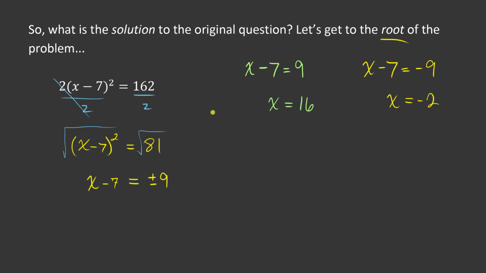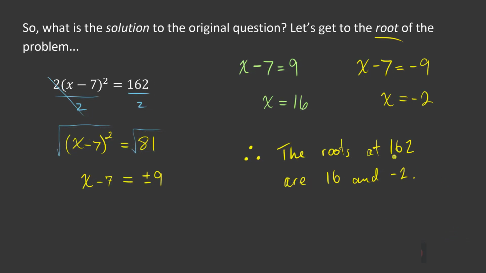If I wanted to finalize this statement in a nice clean fashion, I might say, therefore, the roots at 162 are 16 and negative 2, or something along those lines. Depending on who your teacher is, depending on how you've been taught your math, you might state that in a different way.